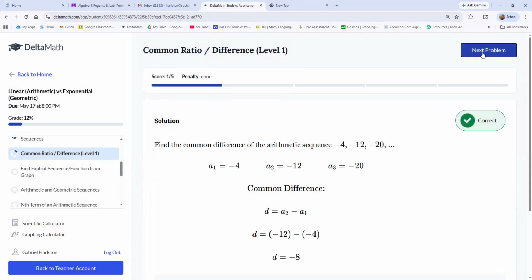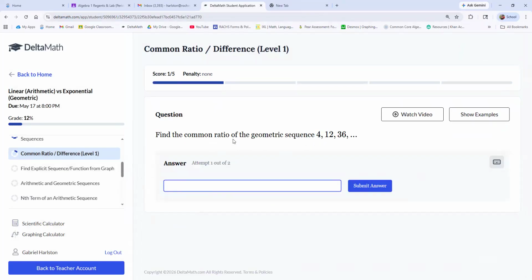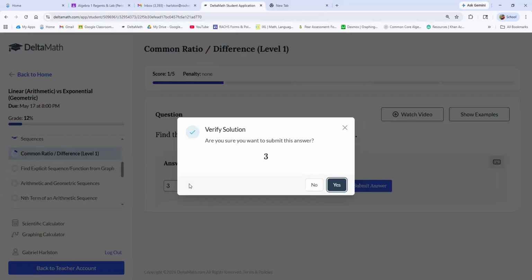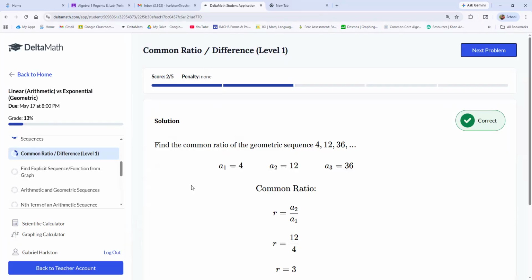All right, I'm going to do one more since I kind of goofed up on that one. This is common ratio. So the way you find the common ratio is you go 36 divided by 12, which is 3, and 12 divided by 4, which is 3. So it's increasing by a factor of 3. Boom. That's it.